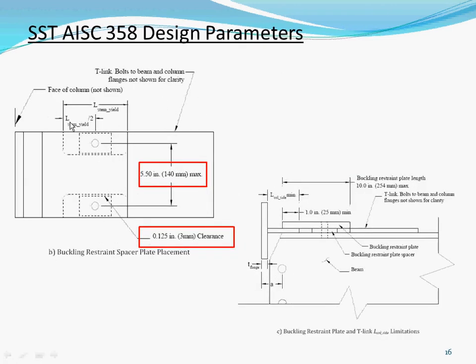When we come to looking at the top, this is the buckling restraint plate. These 2 holes cannot be more than 5.5 inches. And also, there is a clearance, like I told you before, that's the 1/8 clearance that we're looking for them to expand.